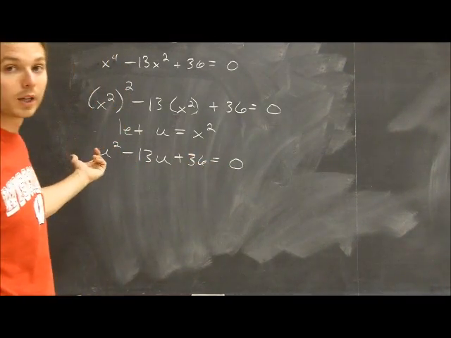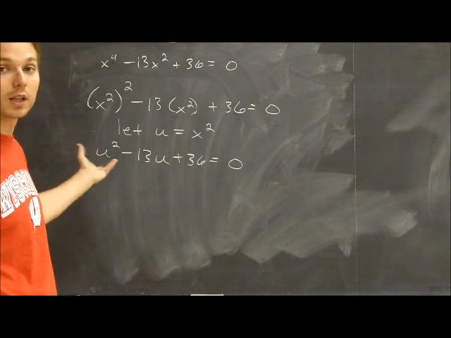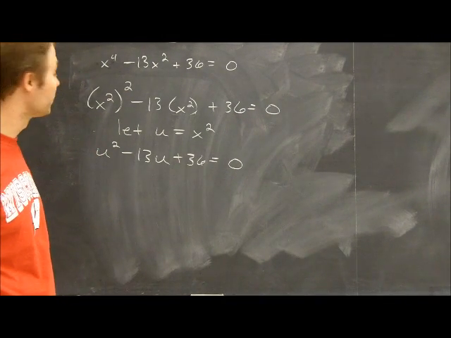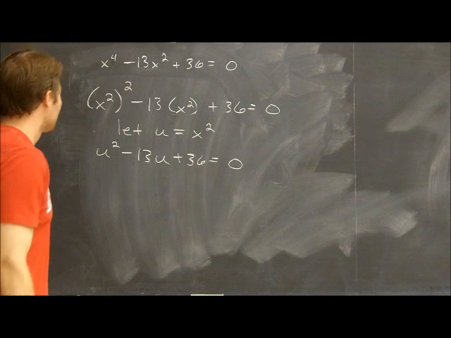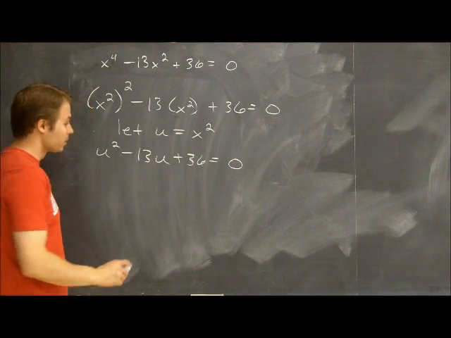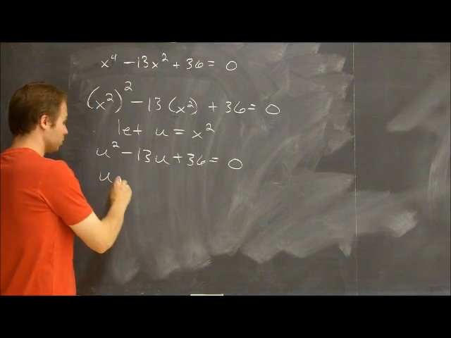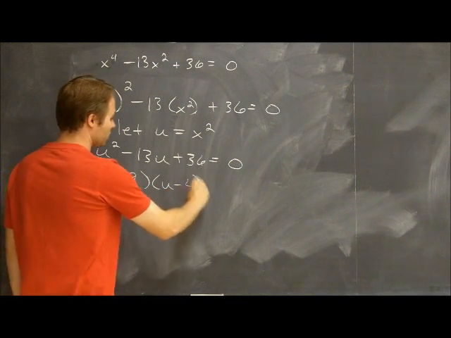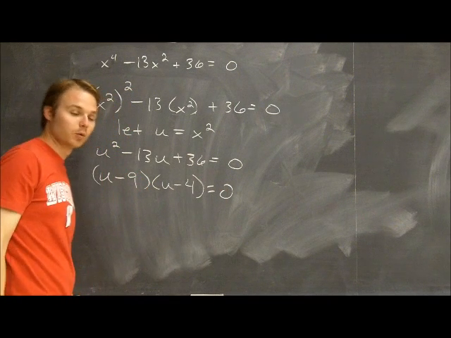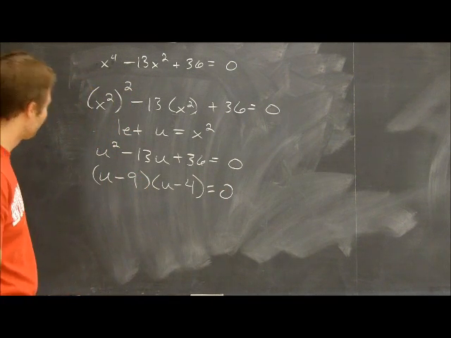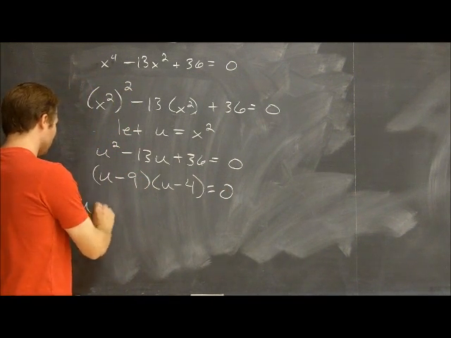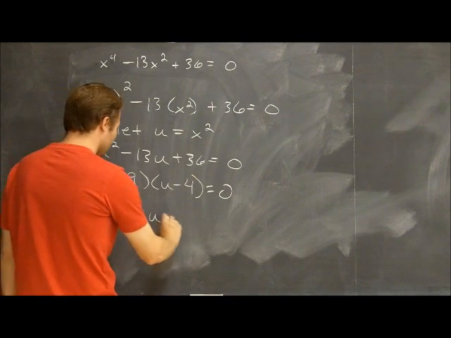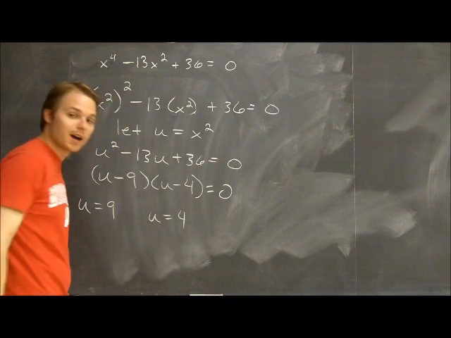Now this equation should look a lot more familiar to you because this looks like the quadratic equations that we've been solving already in this lecture. And in fact, I can factor this relatively easily. This will factor into u minus 9 times u minus 4 is equal to 0. So I'll end up getting two solutions here, that u is equal to 9 and u is equal to positive 4.